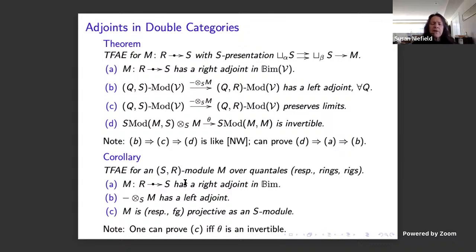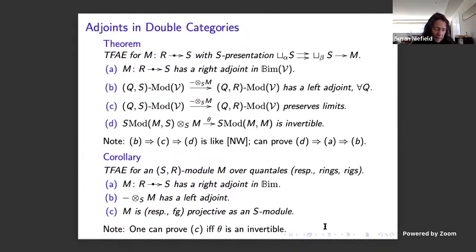And where the finitely generated and projective comes in, you use the inverse of this map theta. You look at the image of the identity under the inverse, and you're talking about a tensor product. So if you're in rings or rigs, it's a finite sum. If you're in quantales, it's a possibly infinite sum. So that's where the finitely generated comes out. And you use that sum that you get looking at the image of the identity to show the projectivity of the module. And parts of the proof use the presentation.